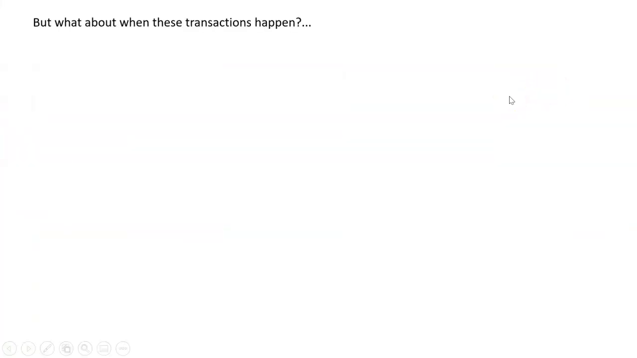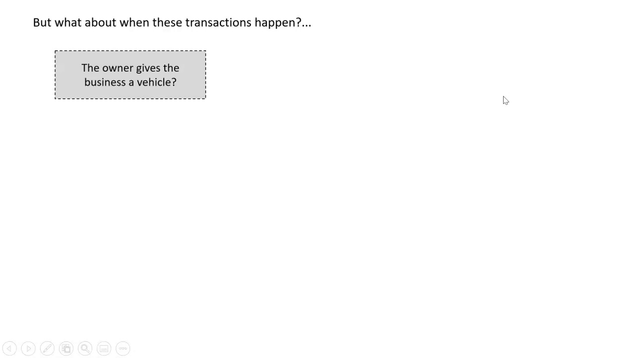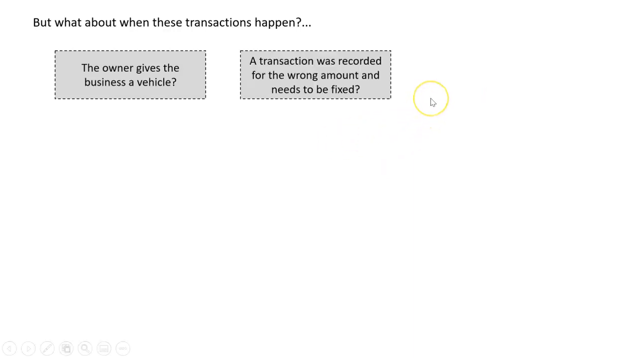What about when these transactions happen? So, for example, the owner gives the business a vehicle. So we've dealt with the owner giving the business cash, but what about when they give the business a car? How does that work? What about a transaction that was recorded for the wrong amount and needs to be fixed?